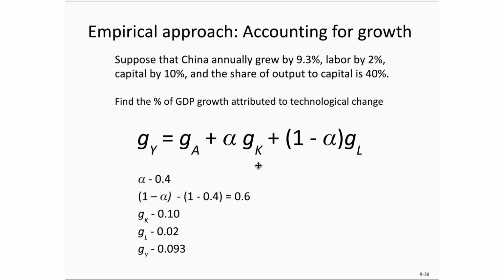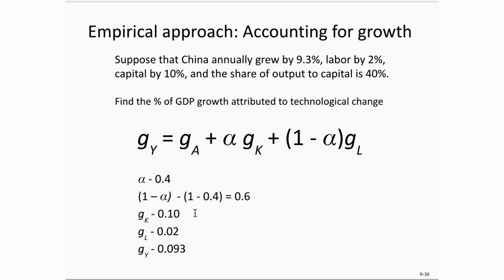So again, here's our formula. And now we have all the values except for what we're solving for, the percentage attributed to technological change. So each value, these are the numbers that correspond. So alpha from the output to capital is 40%, so we get 0.4. And 1 minus alpha is 0.6.